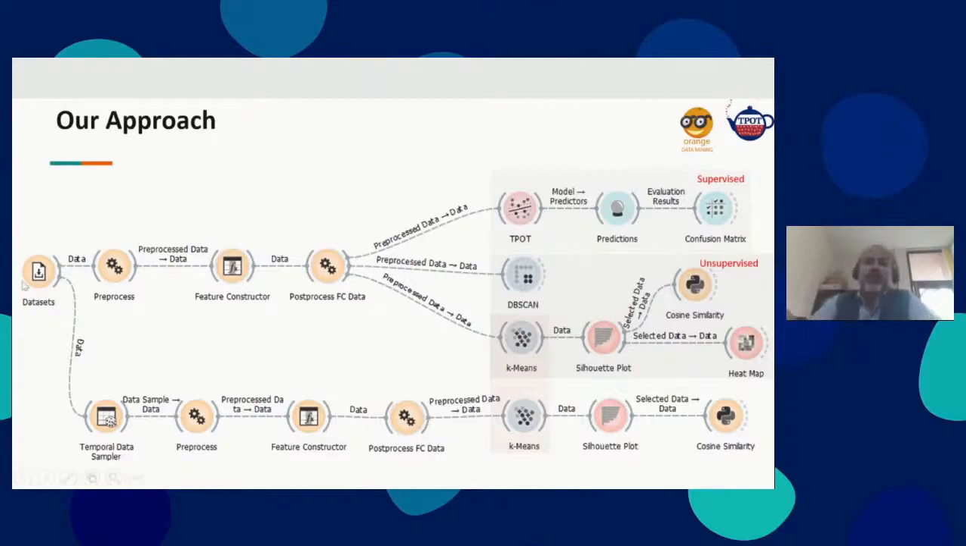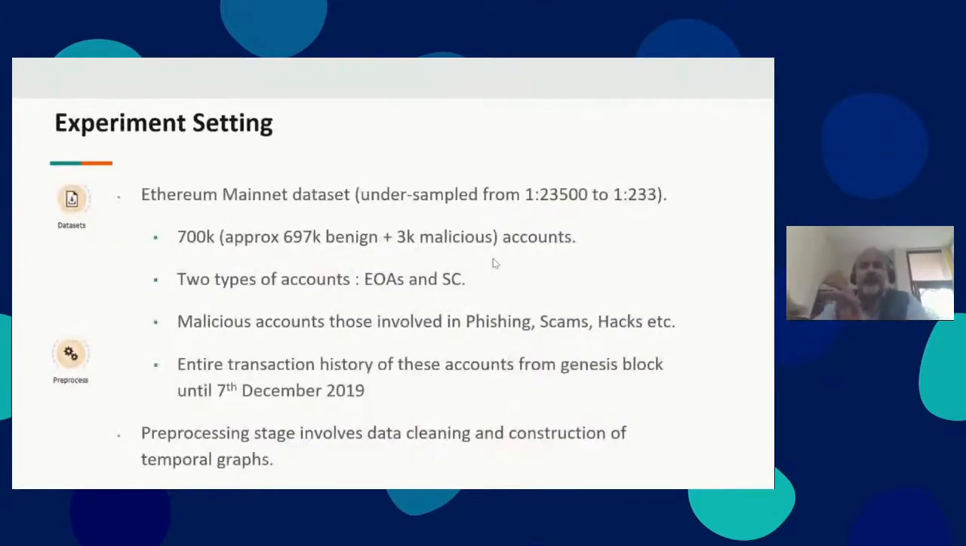By collecting the data set, we pre-process it to do feature construction, and we take two paths. One is a supervised learning path, and another is an unsupervised learning path, right? So that's basically what this picture is saying. Since this is a short talk, we'll not go into too much detail, but you get the idea.